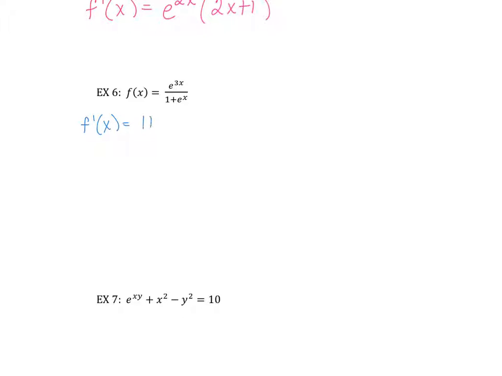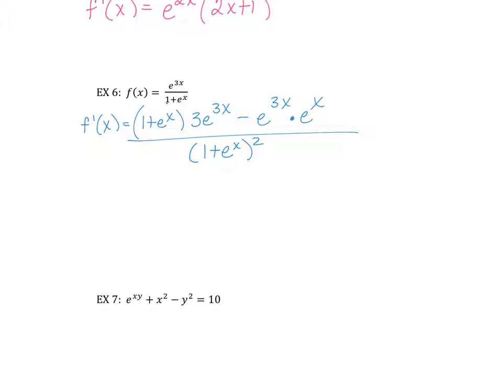We've got ho, d high, the derivative of the high. That's going to be 3e to the 3x. Ho d high minus high d ho. What's the derivative of that denominator? Well, the derivative of 1 is 0. The derivative of e to the x is e to the x, all over ho ho. So that's the denominator squared.